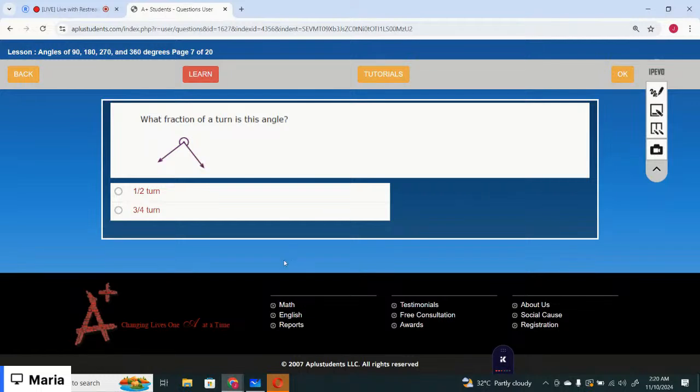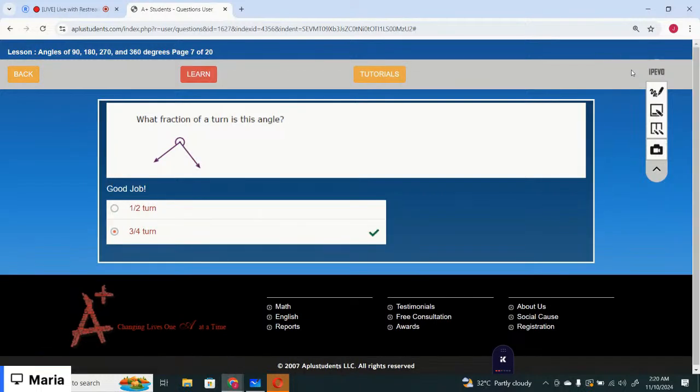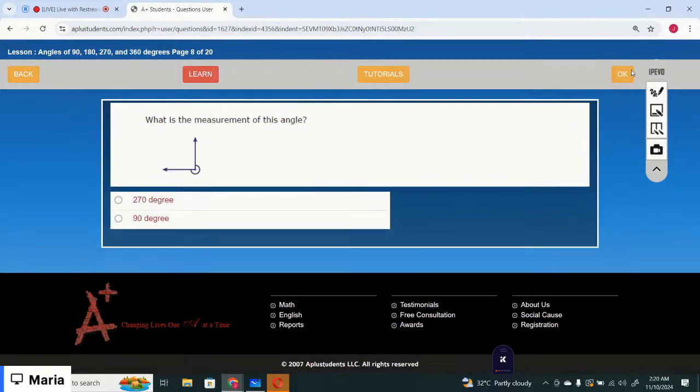Yes, that is 3/4 turn, right? Option number two is the correct option. Okay, the next one is, what is the measurement of this angle, which is the correct option?